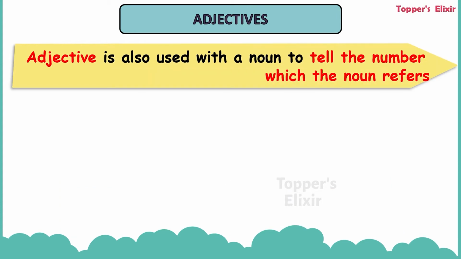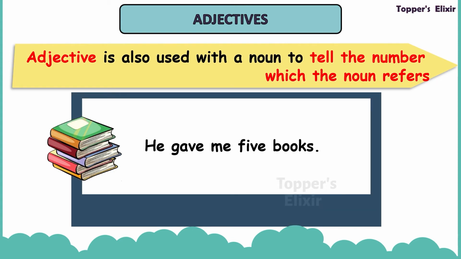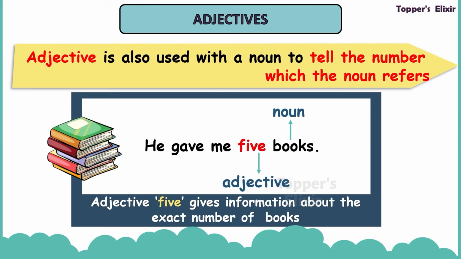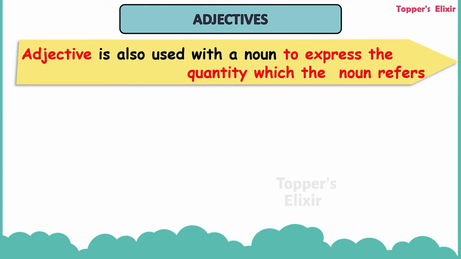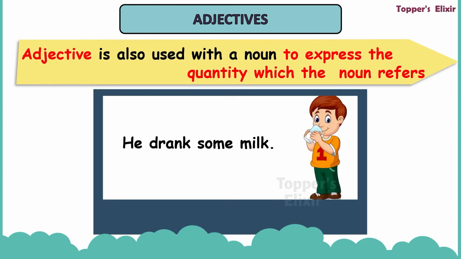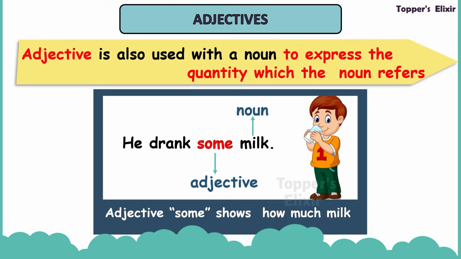Adjective is also used with the noun to tell the number which the noun refers to. In this example, he gave me 5 books. Here, 5 gives information about the exact number of books in the sentence. Adjective is also used with the noun to express the quantity which the noun refers to. In this example, he drank some milk. Here, the adjective some is used to show mainly measurement, although the measurement is rarely exact. Adjective tells exactly how many or how much of something there is.